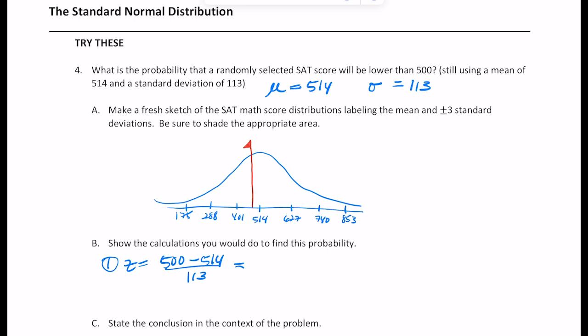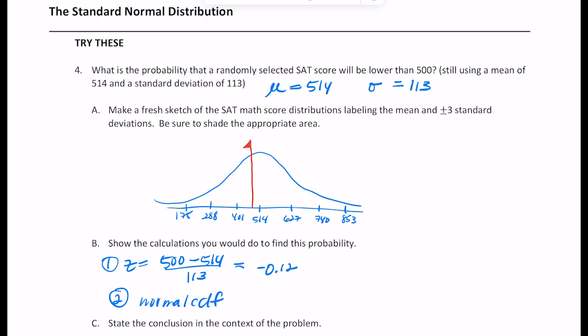So if I was to calculate that out, let's see, we would get negative 0.12. Okay, so that just means that if someone scored a 500 on their SAT, that they scored 0.12 standard deviations below average. Okay, step 2 of our calculations is to do normal CDF.